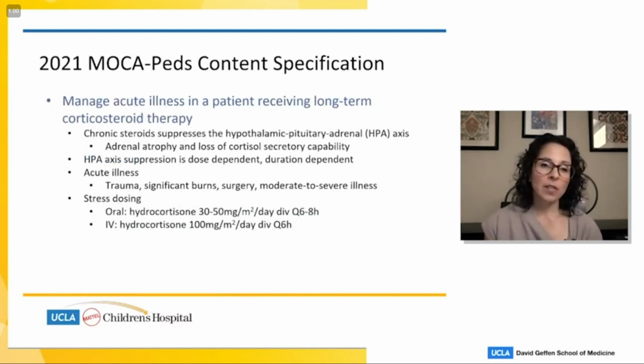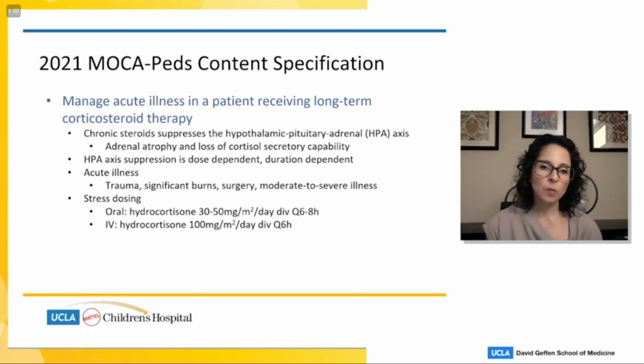So I was asked to talk about the new 2021 content specification specific to long-term corticosteroid therapy, given that our lupus patients do require long-term corticosteroid therapy. So as you know, chronic steroids suppress the HPA axis, which leads to adrenal atrophy and loss of the cortisol secretory capabilities. The HPA axis suppression is dose-dependent and duration-dependent.